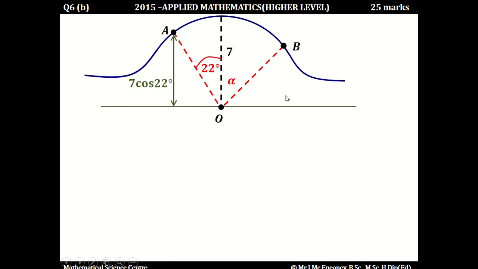If we do the same at B, again, if that's alpha, this angle here would be alpha. The distance from O to B is 7. That means this vertical height is going to be 7 cos alpha.